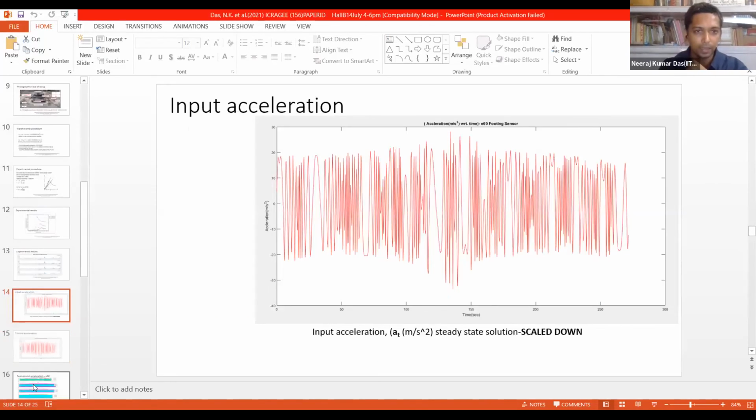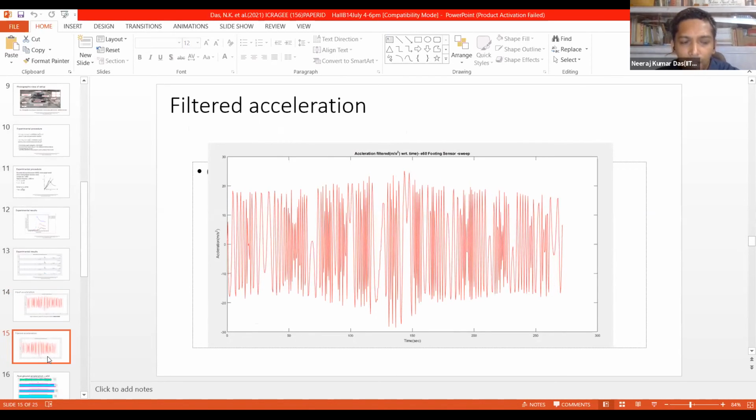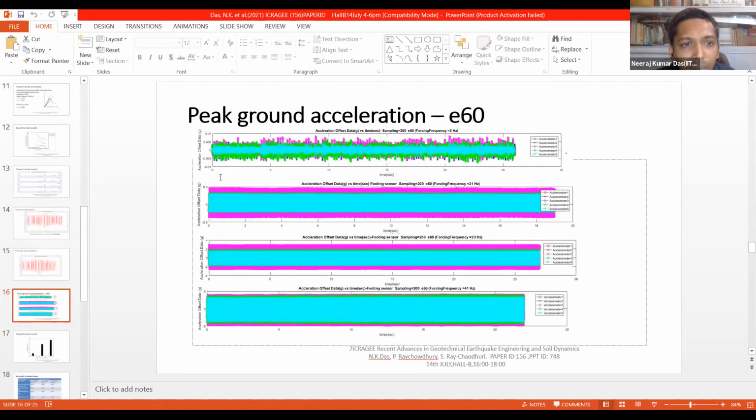And this is the input acceleration. I have shown it just as a dynamic kind of thing. This is the filter; I have used a fourth order filter. And just to understand what resonance is, I have shown 4 diagrams.